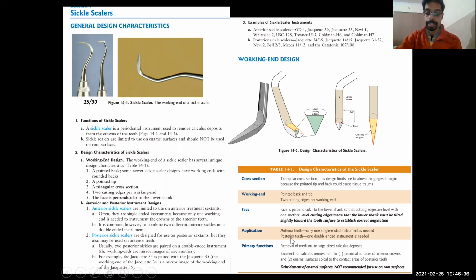Now, application: for anterior teeth, only one single-ended instrument is needed. For posterior teeth, one double-ended instrument is needed. Now primary function, I have told it earlier. This is the basic design characteristic of the sickle scaler.